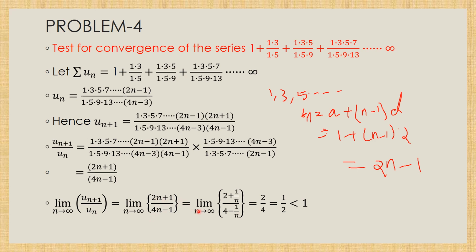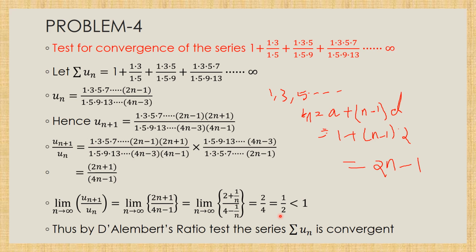We write limit n tends to infinity, 2 plus 1 by n divided by 4 minus 1 by n. So the numerator limit is 2 plus 0, which is 2. The denominator limit is 4 minus 1 by n, which is 4. Which is 2 by 4, which is 1 by 2. So this is less than 1. Since this limit value is less than 1, we say by D'Alembert's ratio test, this series is convergent. This is the way how to check the nature of the series. This is all about D'Alembert's ratio test.